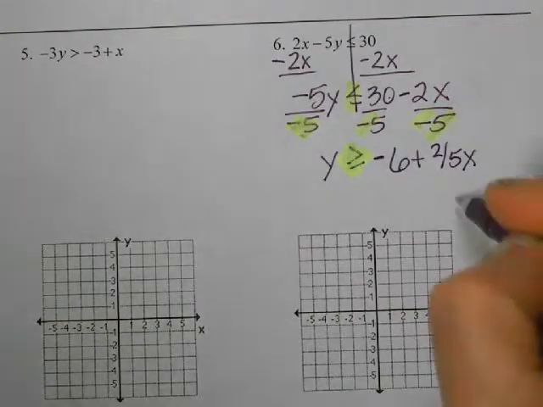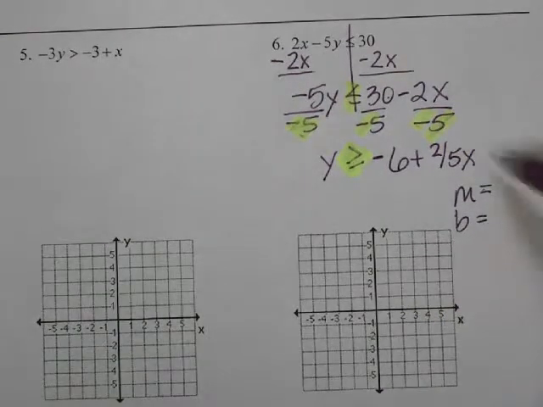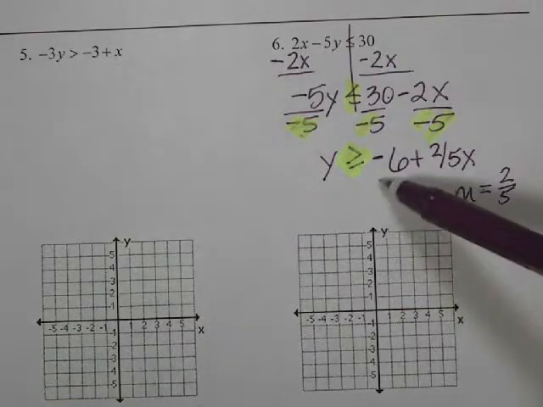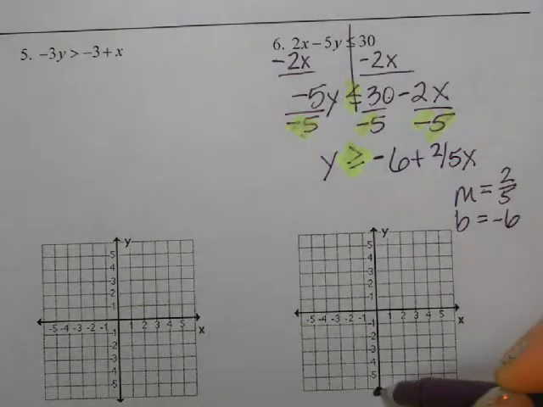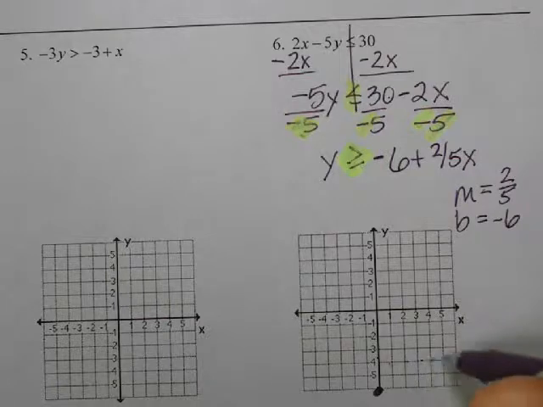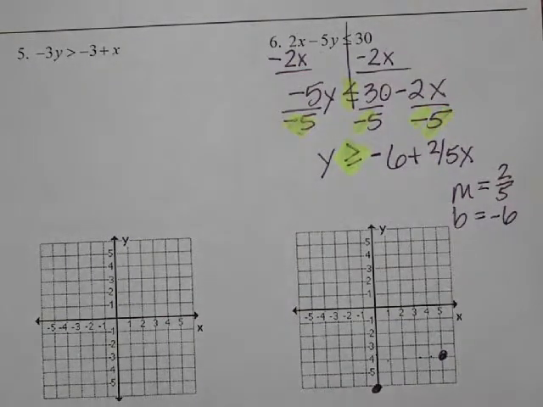Now we graph it, so we have to find m and b. What's m? M is 2/5. What's b? B is this negative 6. So I begin at negative 6, and I'm going to move up 2 over 5. Okay, that's the only point I can fit on this graph.